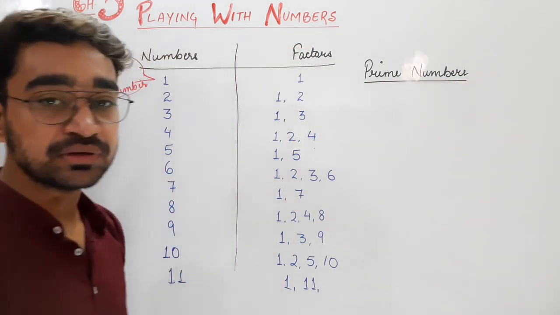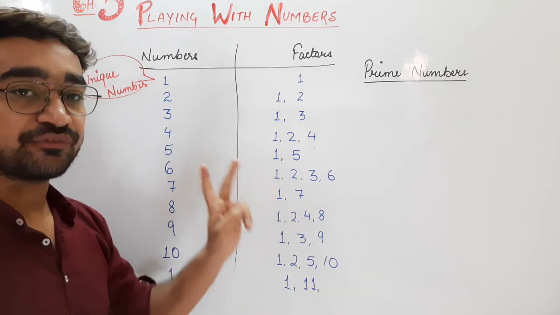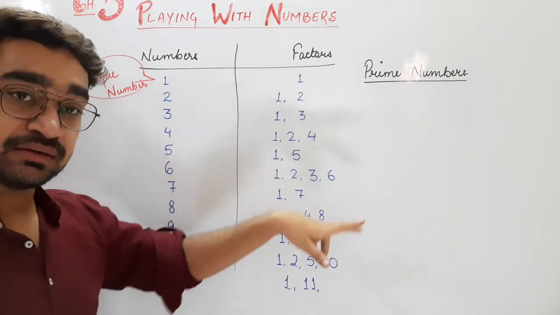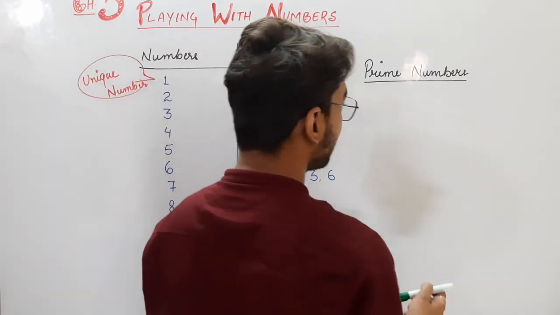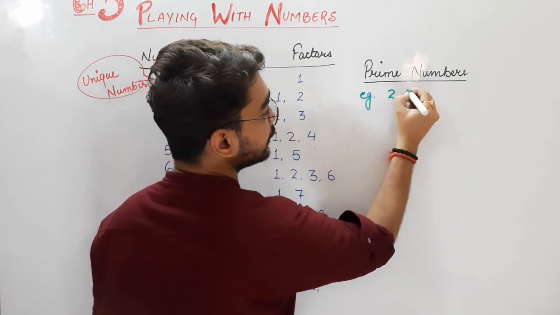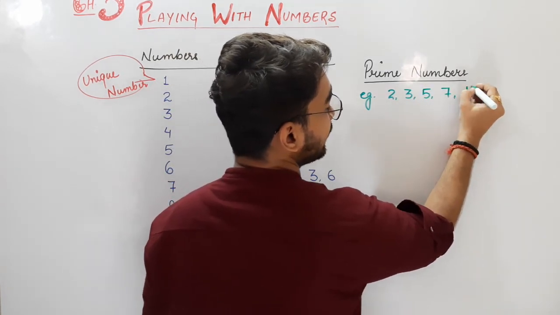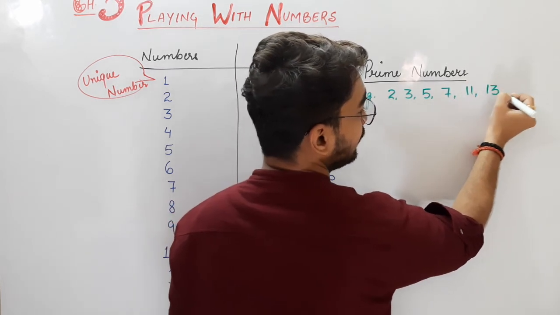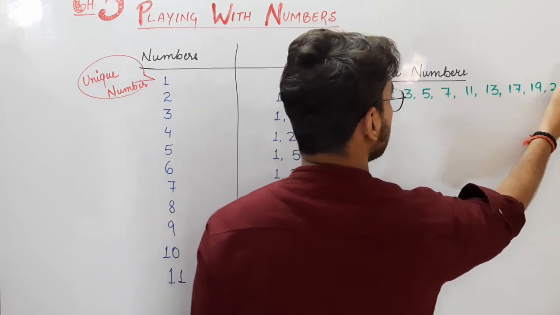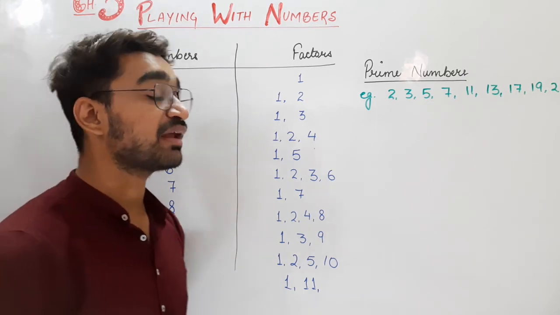Now, what are prime numbers? Prime numbers are those numbers which have only two factors, that is 1 and the number itself. What are examples of prime numbers? If I am writing here: 2, 3, 5, 7, 11, 13, 17, 19, 23, and so on, 29.